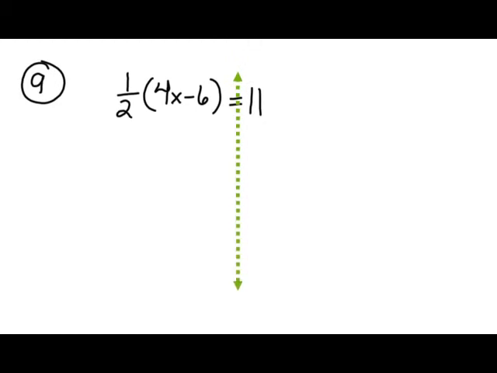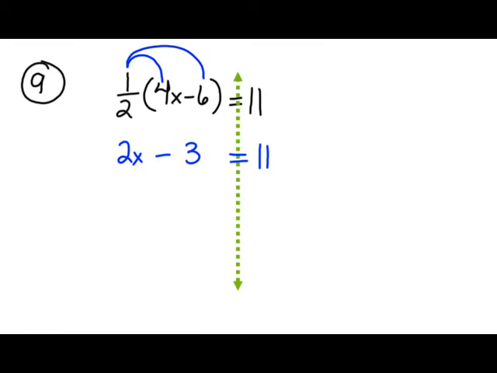Number 9. 1/2 times the quantity 4x minus 6 equals 11. Now, if you need to, you can use your calculator, but I really prefer for you to use your brain. That would be awesome. So here we go. So 1/2 of 4 is 2x. 1/2 of 6 is 3. It probably would have taken me longer to plug it all in a calculator versus just thinking about half of a number. Equals 11.